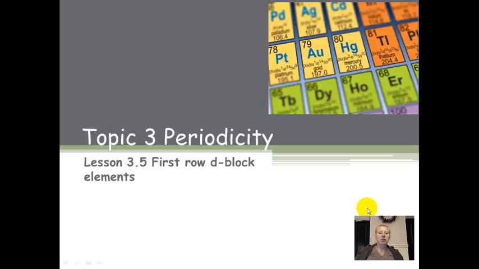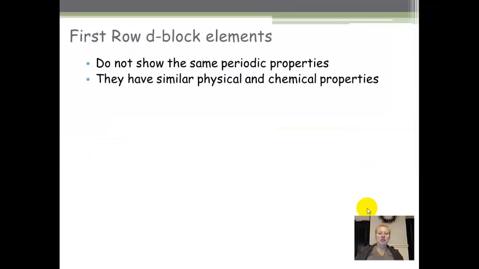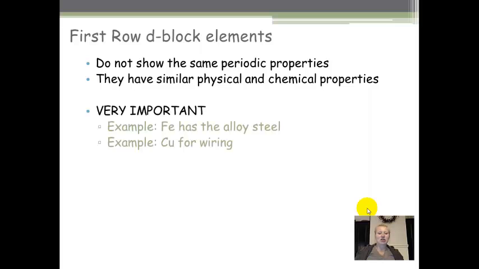This is lesson 3.5, first row d-block elements. In the d block, or the transition metals, the first row does not show the same periodic properties as the rest of the periodic table. However, they do have similar physical and chemical properties within the transition metals themselves. So here are some very important uses for transition metals.